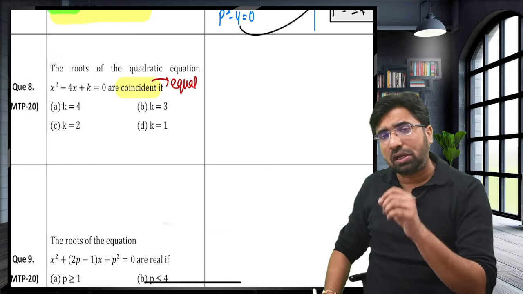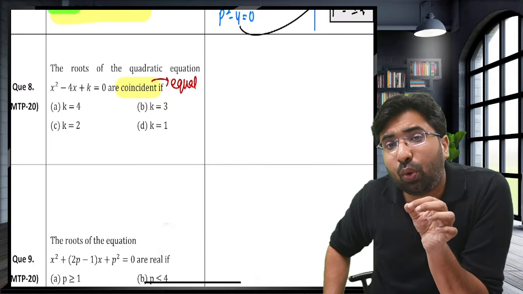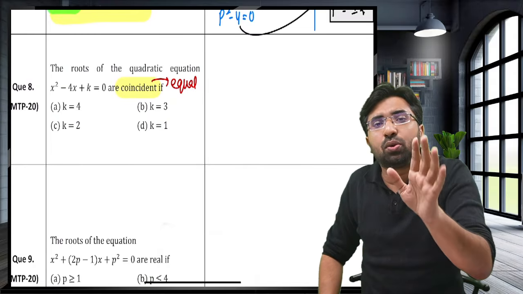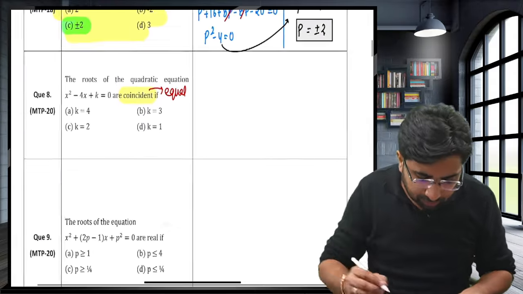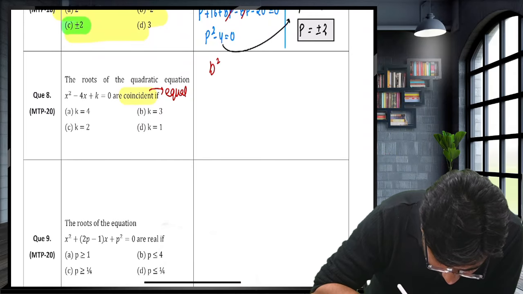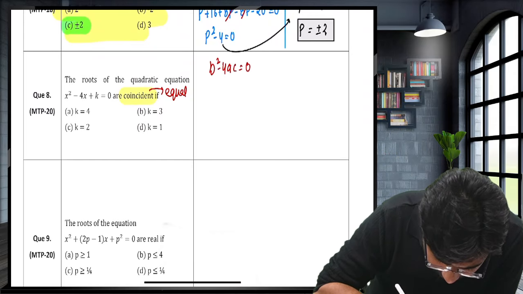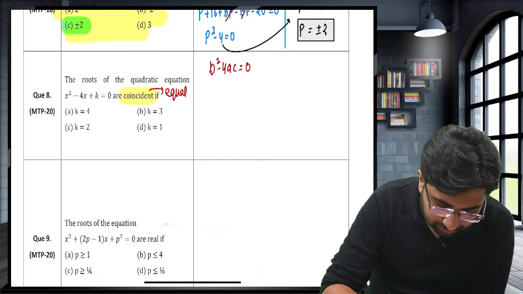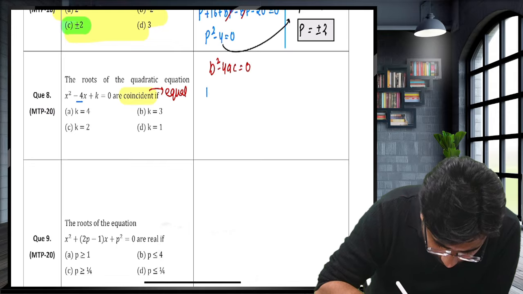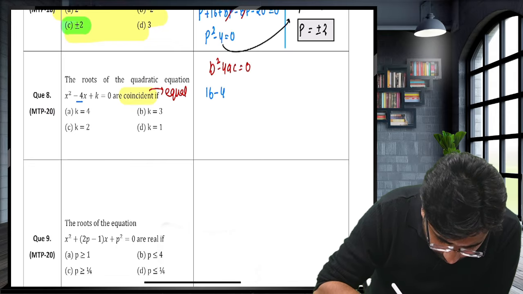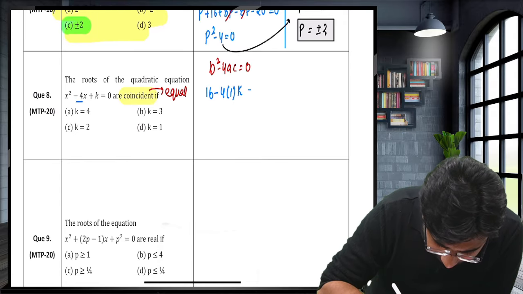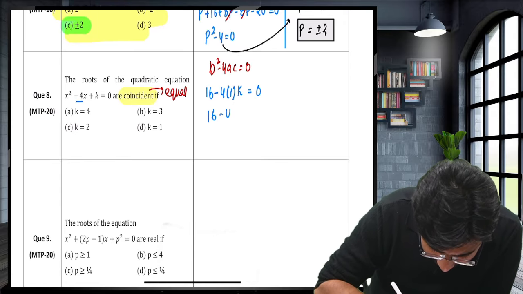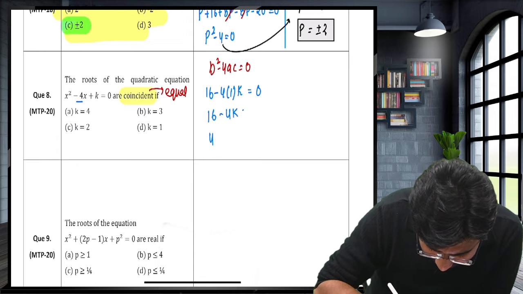They are trying to manipulate you with a new word, coincide. Guys, coincide means the roots are equal. If the roots are equal, everybody knows that b square minus 4ac is 0. What is b square? 16 minus 4 into a into c is equal to 0. 16 minus 4k is equal to 0.